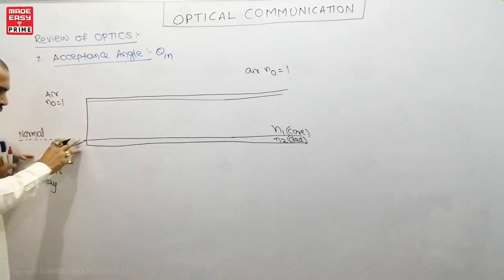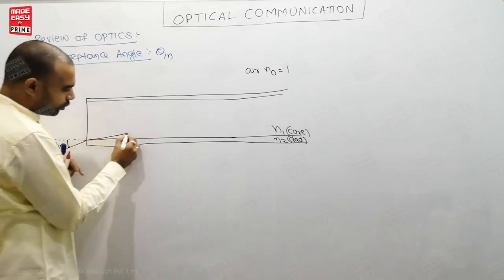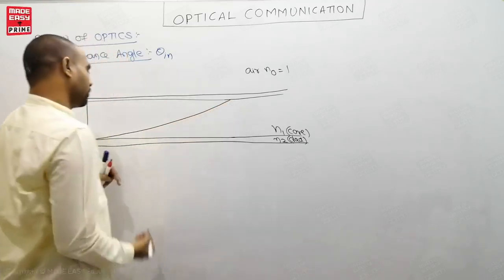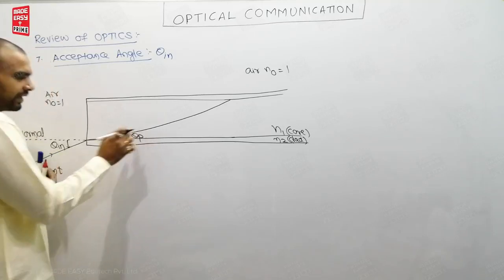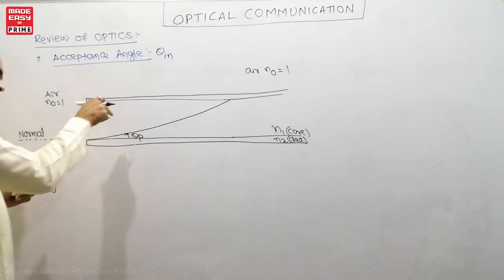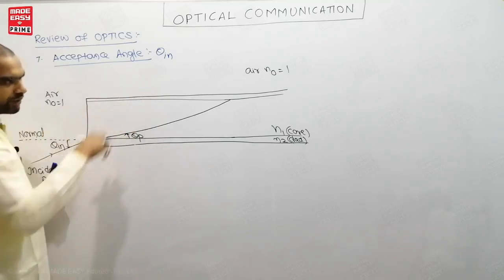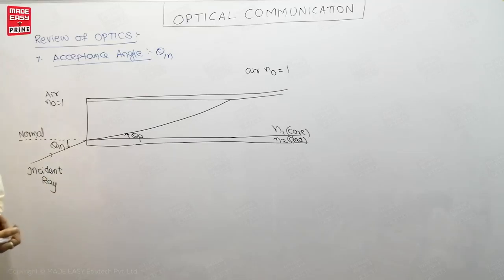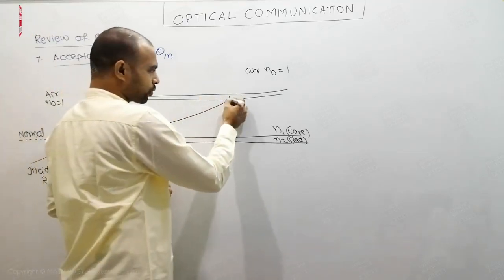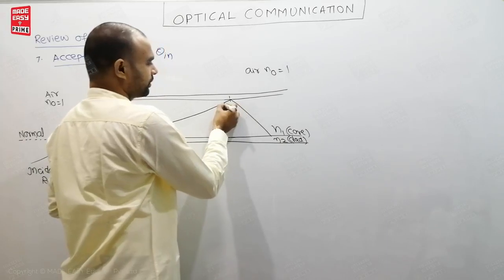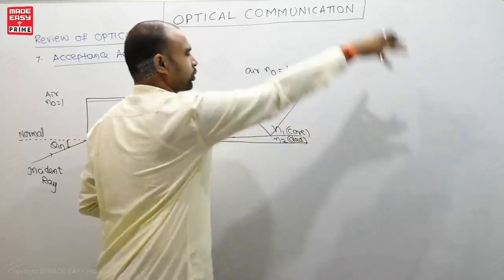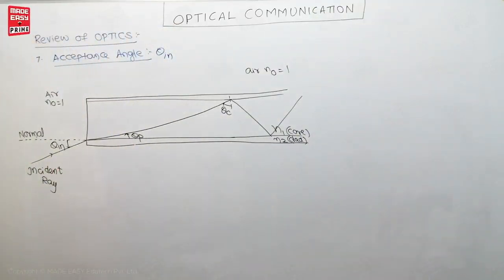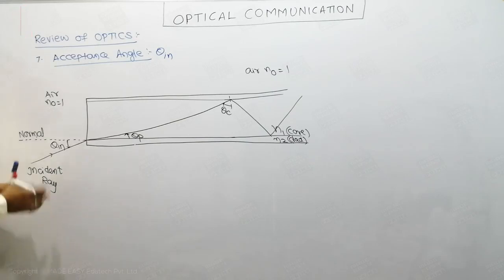So it is going to move close to the normal. This angle is called theta p, the critical propagation angle. With this critical propagation angle only, the light will pass into the fiber from the outside. And here total internal reflection occurs, with theta c present here. The light passes into the fiber with total internal reflection. This is how the light passes into a fiber.